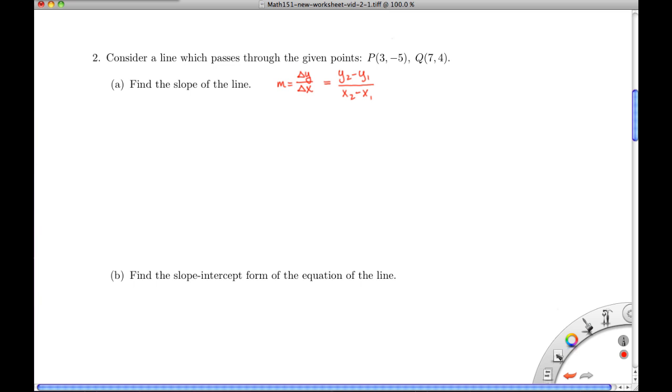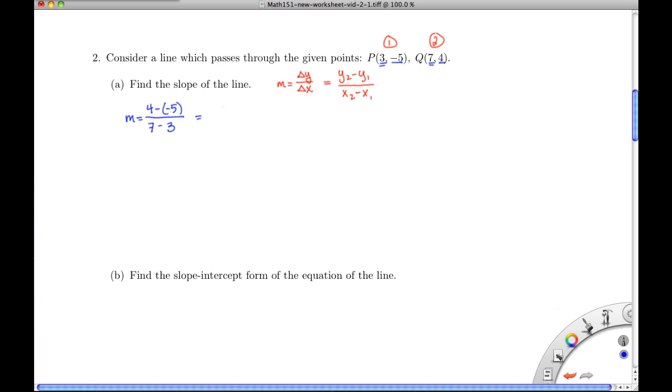So let's go ahead and name these 2 points. I'm going to call P point 1 and Q point 2. If we wanted to find the slope m, we're going to take y sub 2, which is going to be 4, and we're going to subtract y sub 1, the y coordinate of our first point, which is -5, and watch your negatives on problems like these. Then we're going to take x sub 2, which is 7, because that's the x coordinate of point 2, and then 3 is our x sub 1.